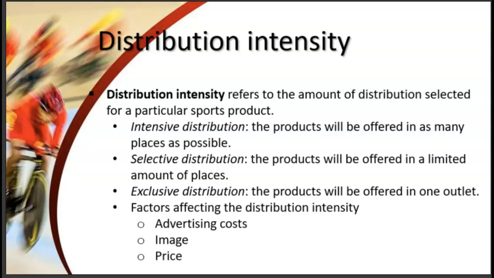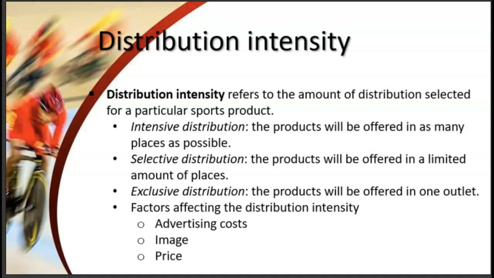The next concept we're going to introduce here is called distribution intensity. Distribution intensity refers to the amount of distribution selected for a particular sports product. We have three types of distribution intensity. One is called intensive distribution. Intensive distribution means the products will be offered in as many places as possible.